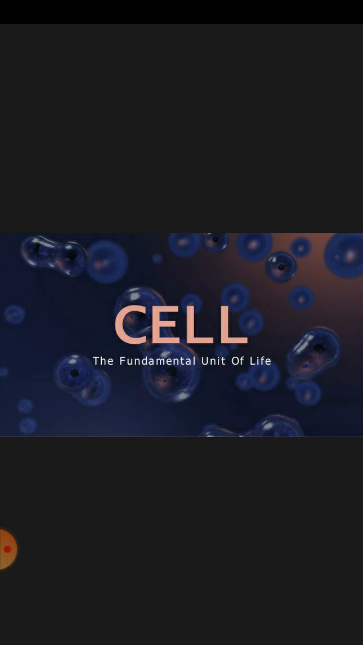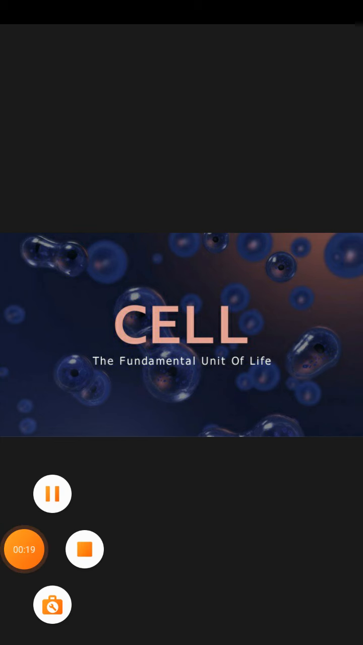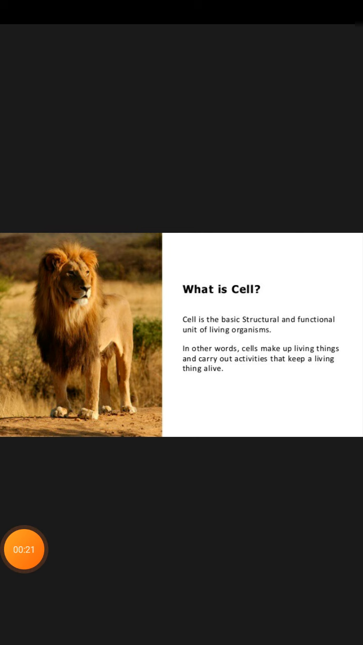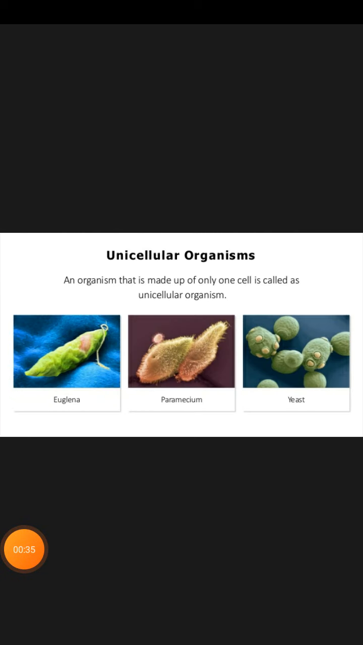So today I am here to teach you Science of Class 8, Chapter 8, that is Cell Structure and Functions. Cell is discovered by Robert Hooke and it is defined as the structural and functional unit of life. Cell is categorized into two parts. First one is unicellular organisms, second one is multicellular organisms.